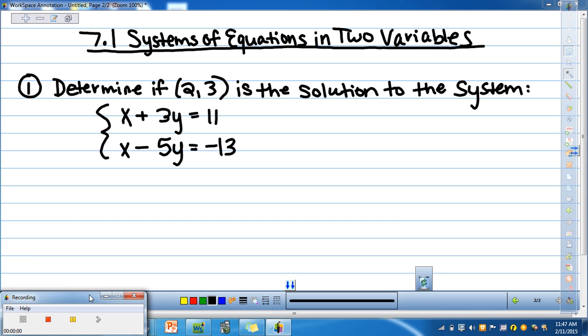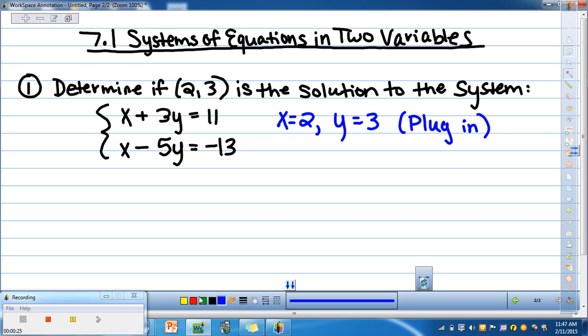7.1. Today we are going to be looking at solving systems of equations in two variables. First, we're going to determine if an ordered pair, (2, 3), is the solution to the system of equations. If it is the solution, that means that it will make both equations true. In the ordered pair, the x value is 2 and the y value is 3. So we are going to plug in these values into each equation to see if it makes a true statement.